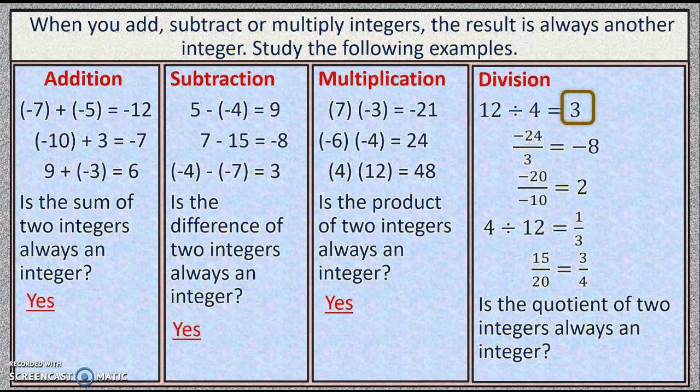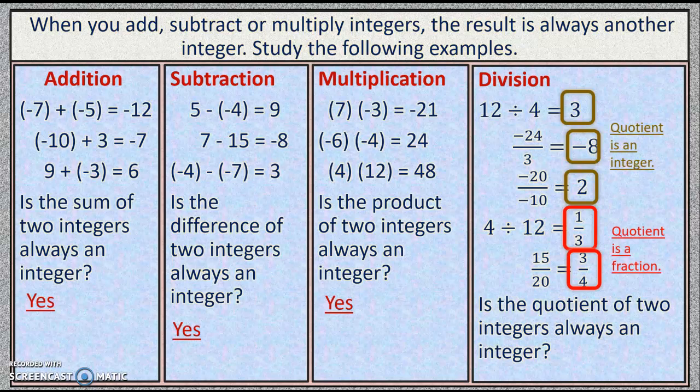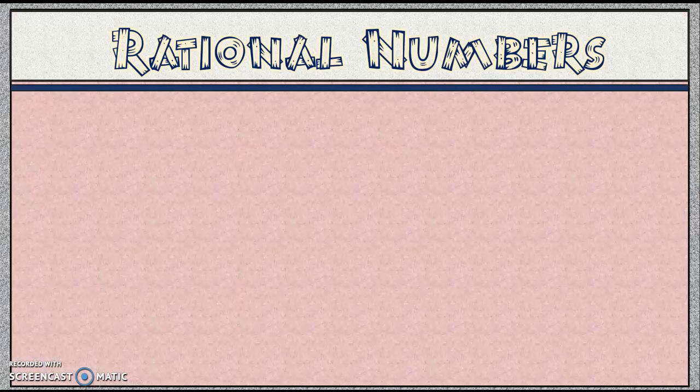For the first three answers, 3, negative 8, and 2, the quotients are integers. But for 1/3 and 3 over 4, the quotient is a fraction. So the answer here is no. For integers, it is just closed under addition, subtraction, and multiplication. But for division, it is not always an integer. That is why we have the rational numbers.